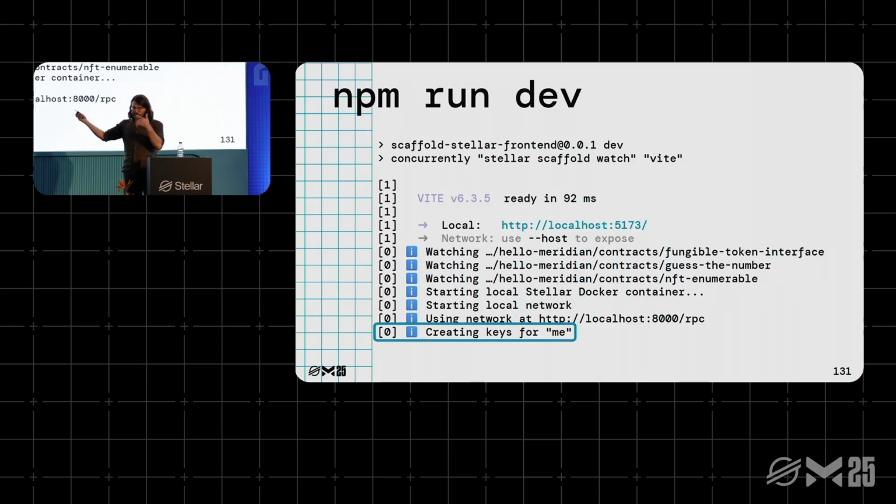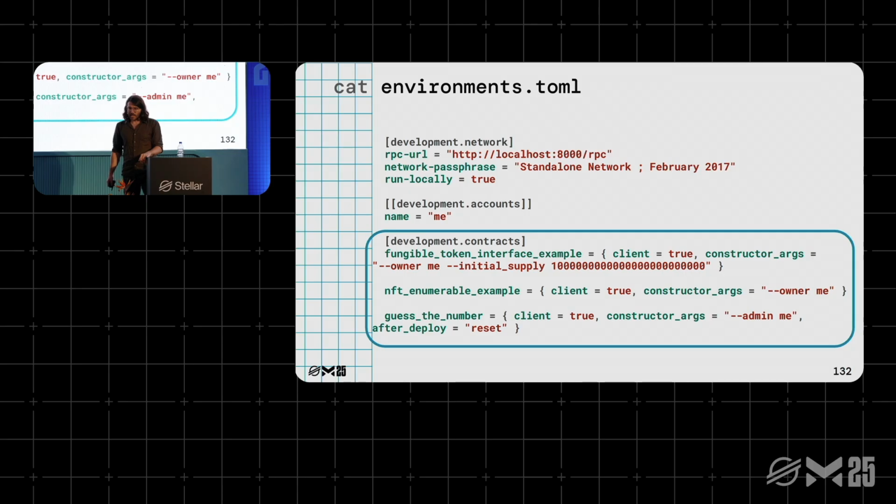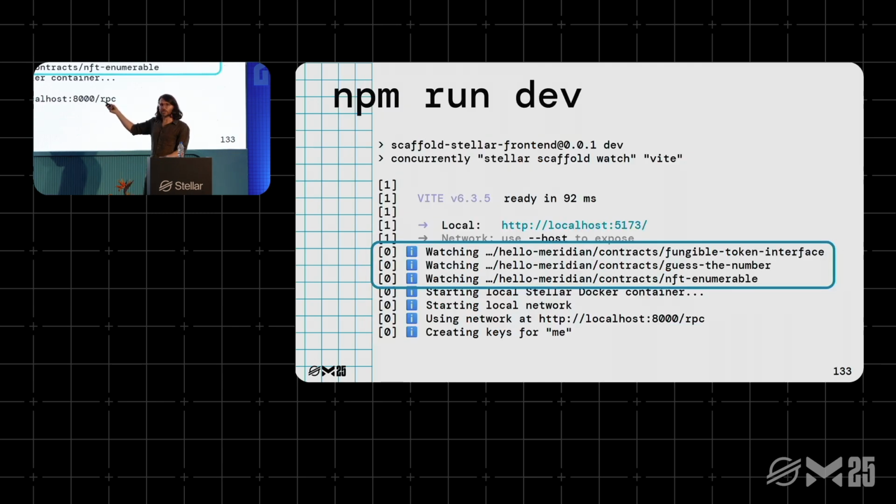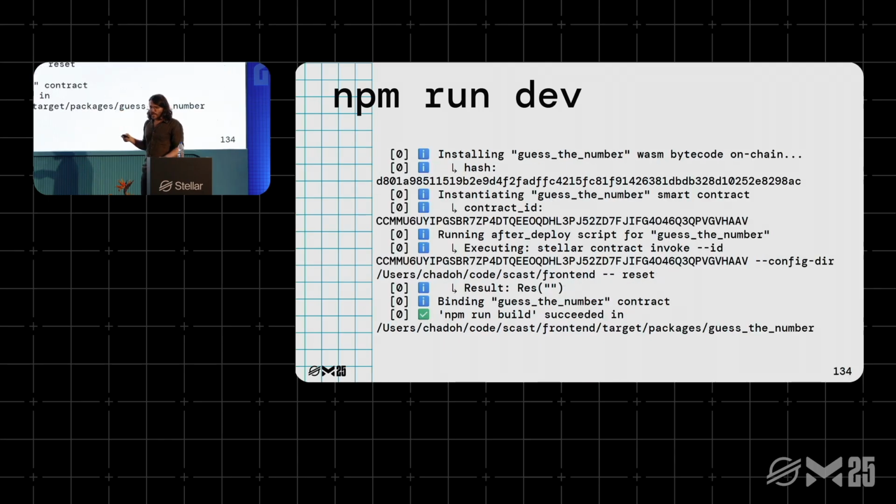These are then created by the Stellar Scaffold CLI, so it creates keys for it, or if it has already created those keys, it just uses them. And then you set up all of your contract settings. You tell it the names of your contracts and some things to do for each of them. So we can see we have our 3 contracts. It's going to watch those for changes, and it's going to do all of this for each of them.